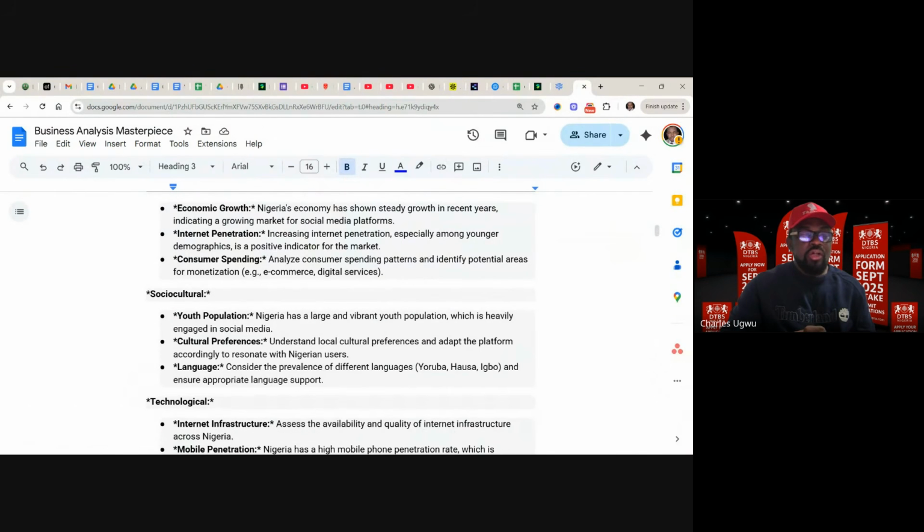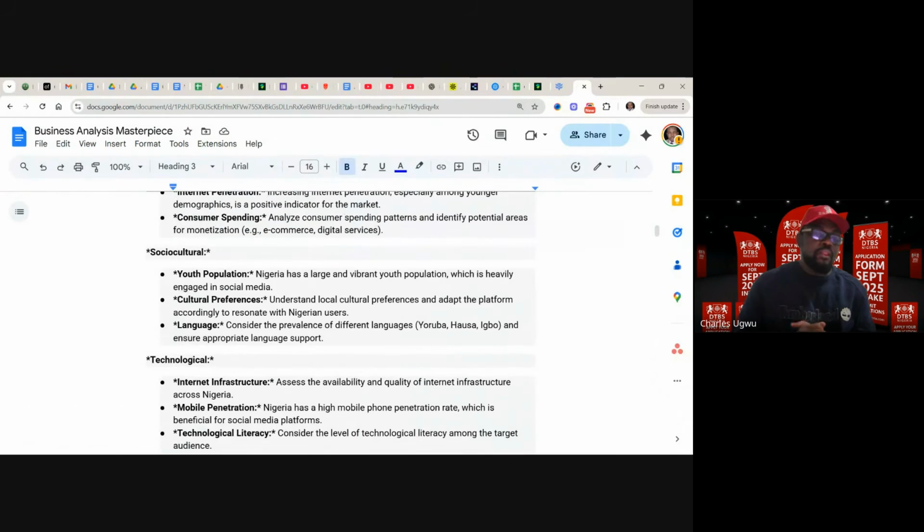Okay, social culture. We have our youth population. Nigeria has a large and vibrant youth population, which is heavily engaged in social media. So this is a big plus. Cultural preference means understanding local cultural preference and adapting the platform accordingly to resonate with Nigerian users.